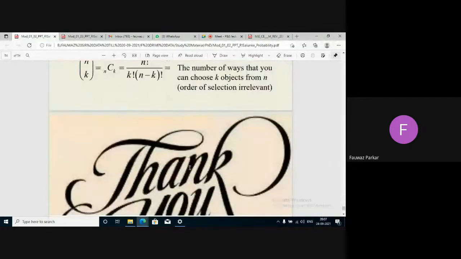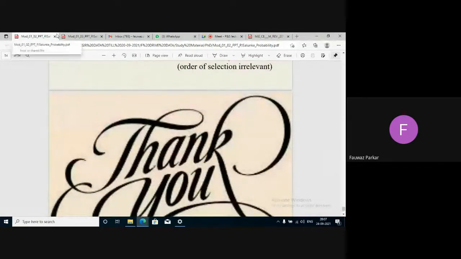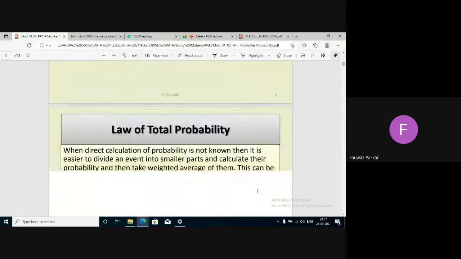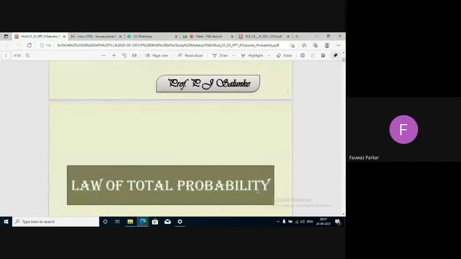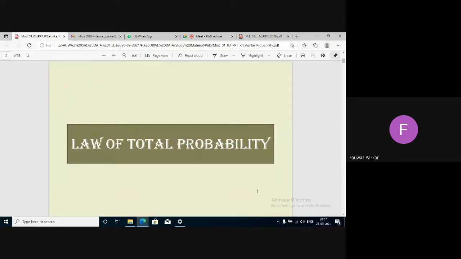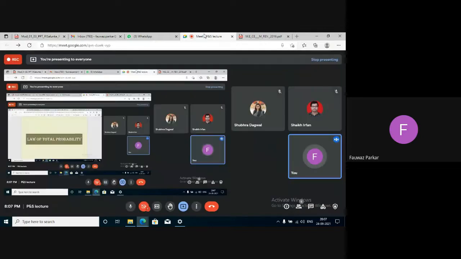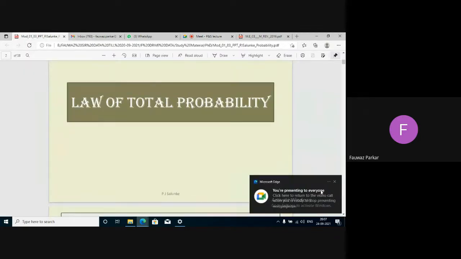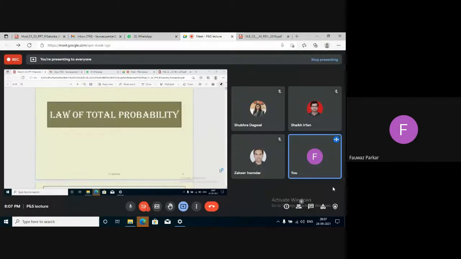This I will share with you. We'll discuss. Try to finish this module 1 today. Other module 1.2 today, because some random numbers and all will require a separate discussion on that. Anyway, so based on these concepts, there are two theorems actually. One is total probability theorem.